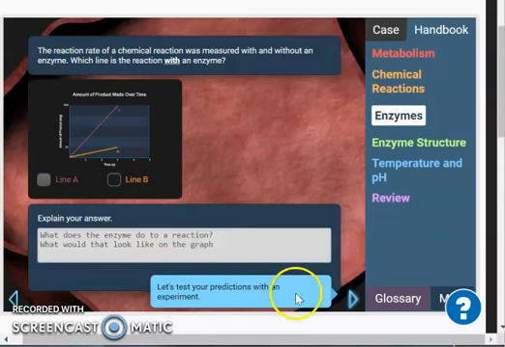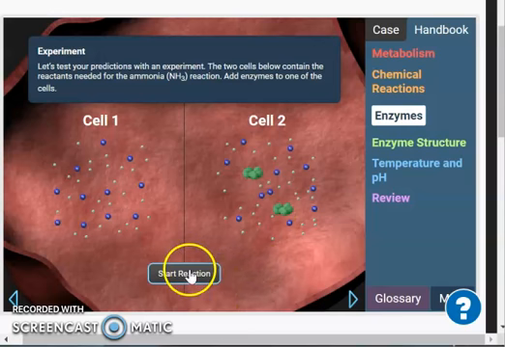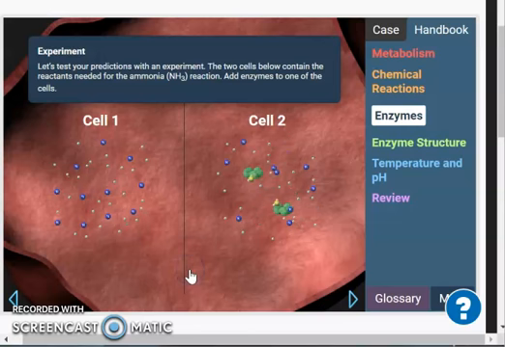Now we will test our predictions with an experiment. Let's test our predictions with an experiment. The two cells below contain the reactants needed for the ammonia reaction. We will add enzymes to one of the cells. Let's start our reaction.